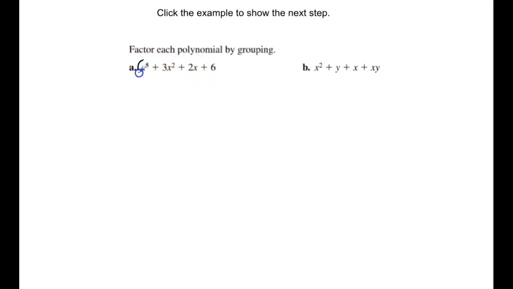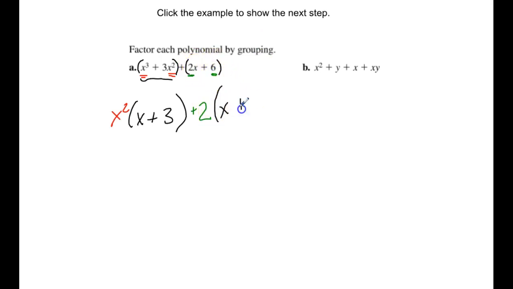Then I look at my first group and my second group. In this first group I can factor out an x squared because there's 2 x's here and there's 3 here. When I factor out that x squared, I'm left with x plus 3 in my parentheses. So I've taken out the common terms. In my second group, each of my numbers is divisible by 2, so I'm going to factor out that 2. Then I'm left with 2x divided by 2 is x, and 6 divided by 2 is 3.